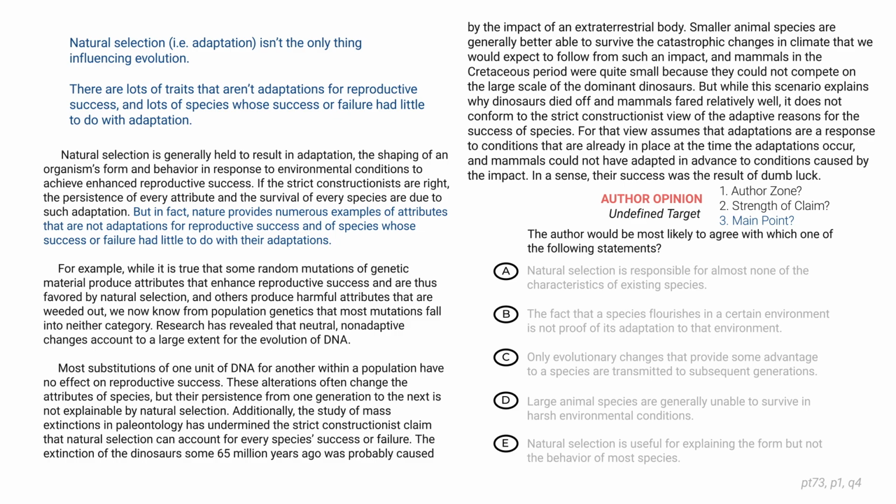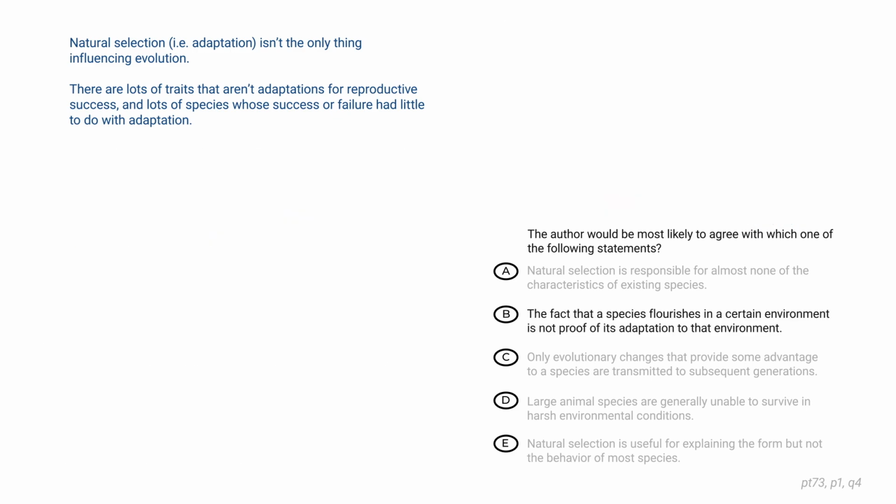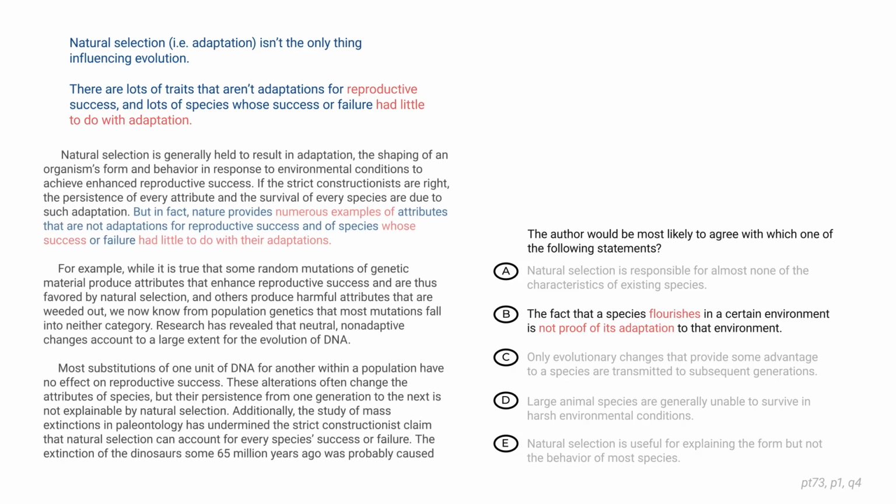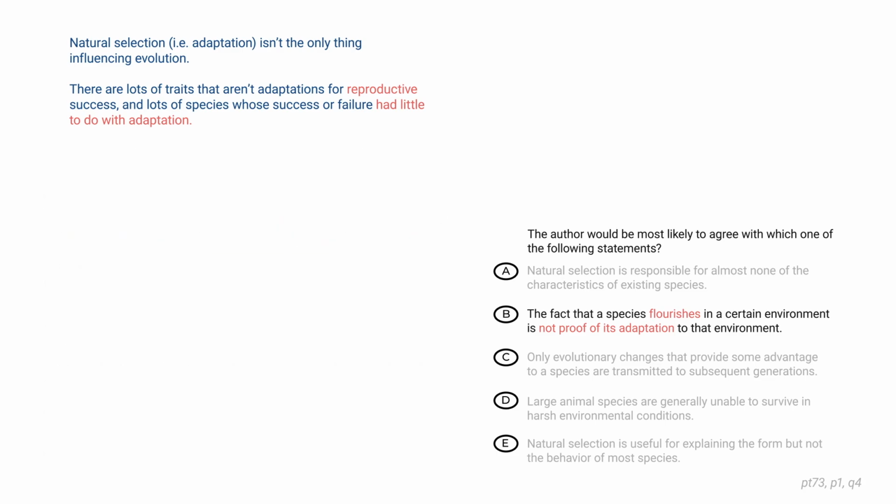So putting all these things together, you start by researching B because it's got the weakest language. You see that it's saying, hey, the fact that a species flourishes doesn't prove it's adapted. It doesn't prove it's naturally selected. And you're like, that's kind of main point adjacent. That is the author saying, not everything is explained by natural selection. The fact that a species is flourishing doesn't prove that it's naturally selected. We could certainly justify it in the text, either by using our most valuable sentence or by using the dinosaur example in the last paragraph. So B is our correct answer.